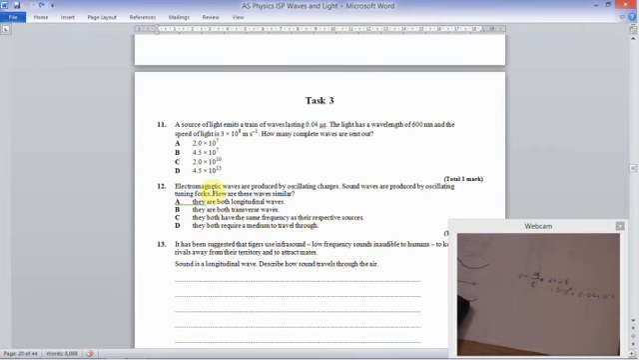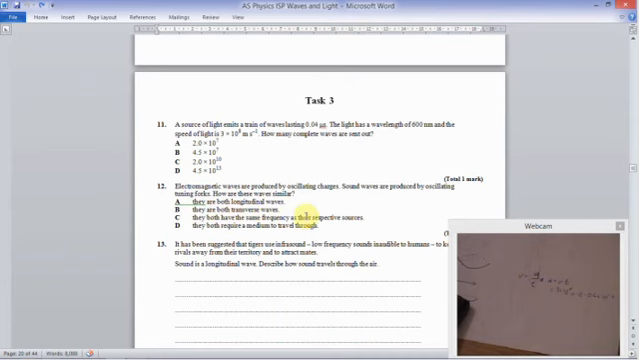Electromagnetic waves are produced by oscillating charges. Sound waves are produced by oscillating tuning forks. How are the waves similar? So, one's electromagnetic, transverse, one's sound, longitudinal. Can't be the top two then. They both have the same frequency as the respective sources.